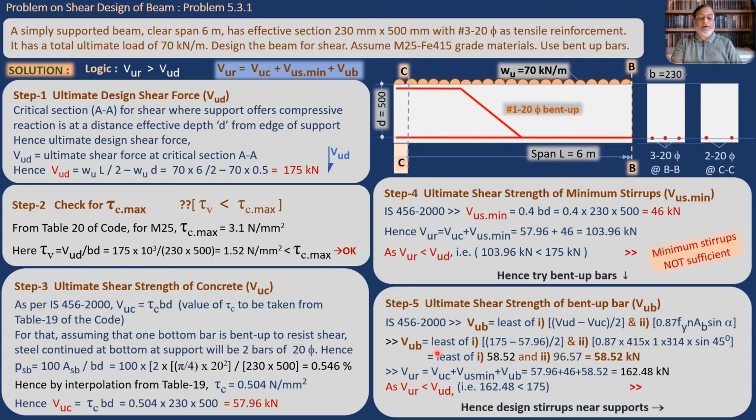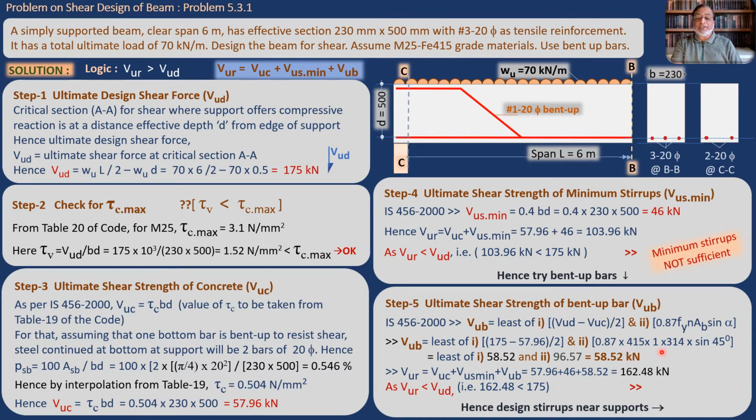So we substitute the values here. VUB is equal to the least of 1. You put the values VUD 175, VUC 57.96 upon 2, and the second substitution is this. What is this? 0.87 Fy. What is Fy? Fy is the grade of steel that you are using, Fe 415. So Fy is 415. This bent up bar is having grade Fe 415 steel, so we will put that 415 here.